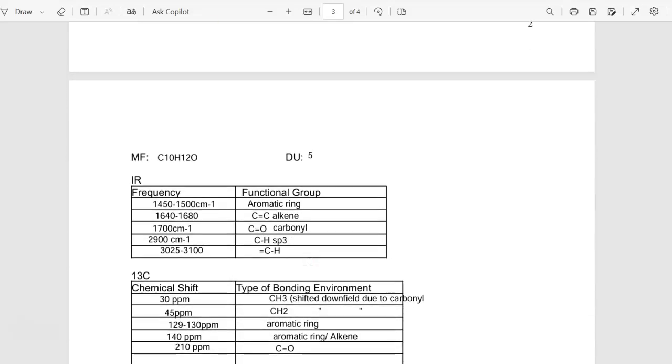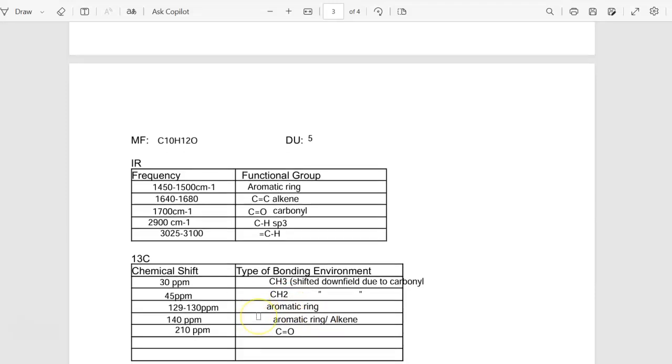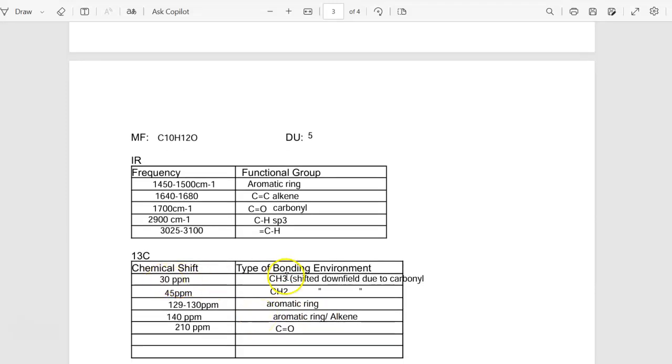So going down here, our 30 ppm is our methyl, 45 ppm is our CH2, also downfield because of the carbonyl. Our aromatic ring groups, those three signals around there, and then our 210 for our carbonyl.